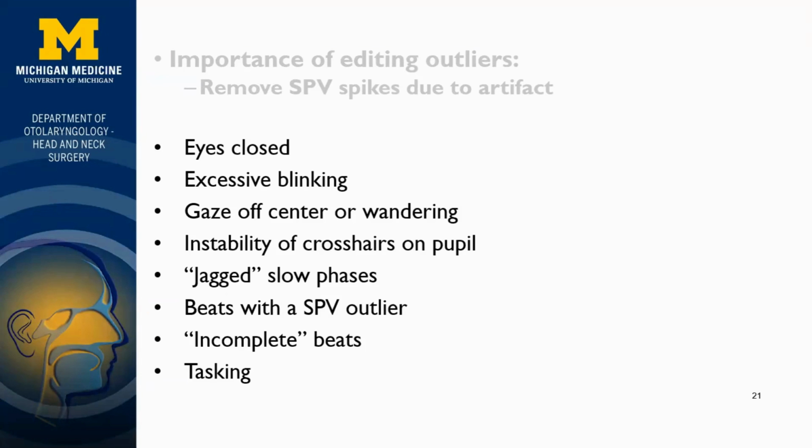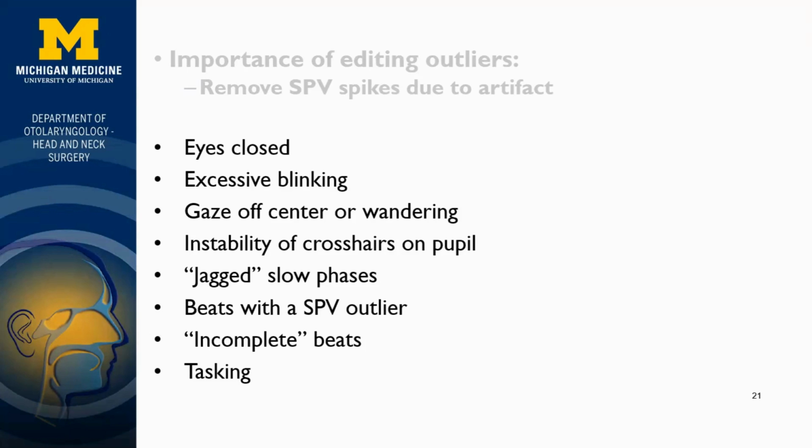It's important when we're doing any testing to edit outliers, but particularly for caloric testing. Common pitfalls or common causes of outliers would be that the eyes are closed. If the patient's eyes are closed, you can't record the pupil movement. Excessive blinking, we use infrared cameras, and the camera uses the darkest part of the screen to put the crosshairs on. So if they are blinking and they have dark eyelashes, every time they blink, that crosshair is going to wander off of the pupil.